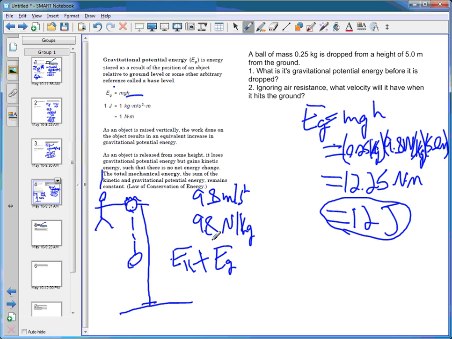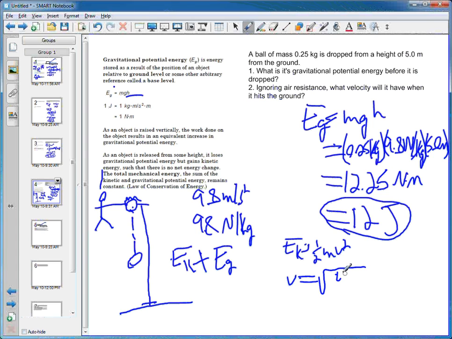Now, EK equals 1/2 mv squared. Therefore, V equals the square root of 2EK over m, which is equal to the square root of 2 times, now kinetic energy, all gravitational potential has been converted to kinetic, so we have 2 times 12 joules divided by mass, 0.25 kilograms.